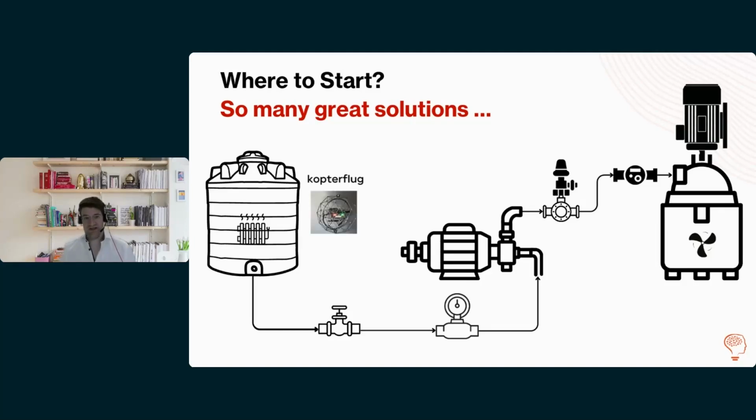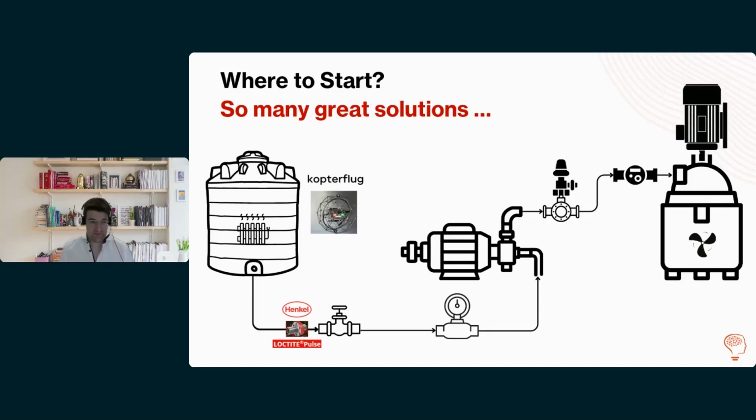Now, what I mean by challenges: if I start on the left-hand side, I have a tank. I know what I need to do in terms of inspection and maintenance with my tank. Most of the time, I have to enter the closed space for inspections. I can, of course, use Industry 4.0 solutions like this drone shown from Copterflug to help me with that. With these drones, I can completely avoid sending people inside the closed spaces. Great solution.